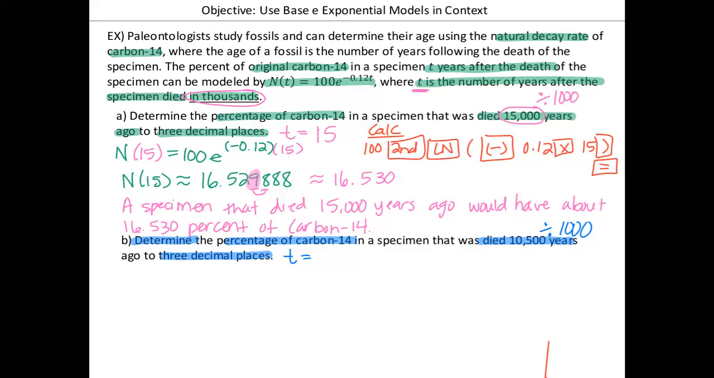Because t is in thousands, right? So you would divide your 10,500 years by 1,000 to get your t. That's just the natural, that's just the base e. That's what we're learning about today.